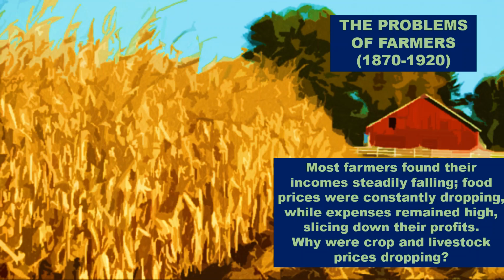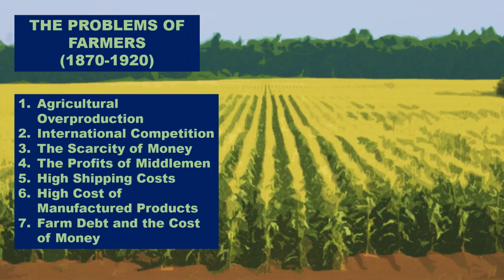The problems of farmers, 1870 to 1920. During this time, most farmers found their incomes steadily falling. Dropping food prices were at the center of this crisis. But why exactly were crop and livestock prices dropping? Let's see. The causes of the crisis faced by farmers included agricultural overproduction, international competition, the scarcity of money, the profits of middlemen, high shipping costs, high costs of manufactured products, farm debt, and the cost of money.